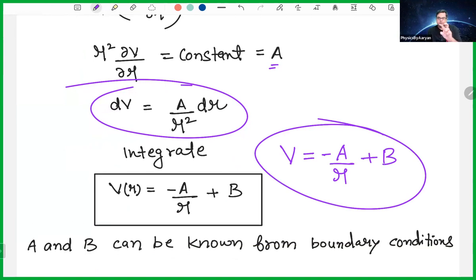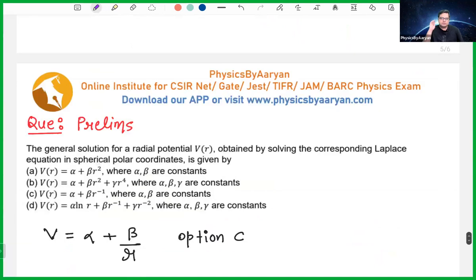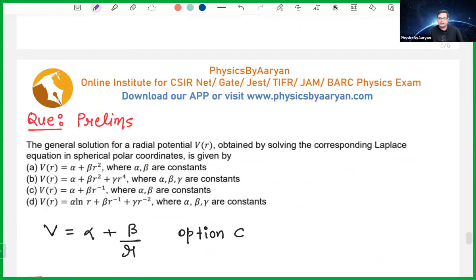So your final solutions will look something like this. Okay? And that is all. A and B you can find using the boundary conditions. Once you know the boundary conditions, you can put them in, and then you can find A and B. That's all, nothing else. And if you see the question coming in the prelims, they're not asking you anything. They're just asking you the direct formula.